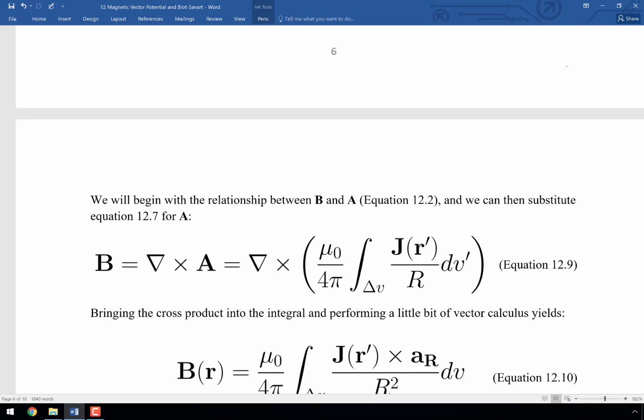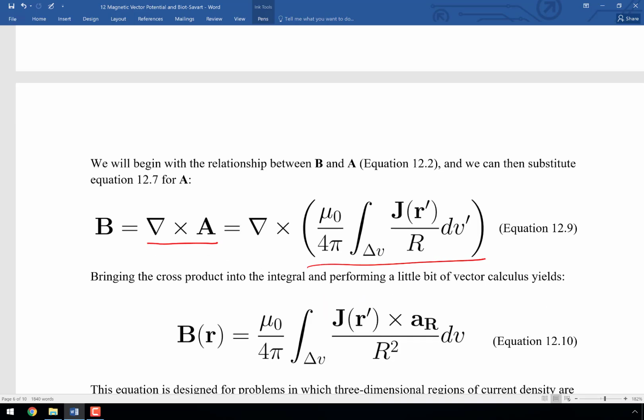So remember, A is defined such that B is the curl of A. And we also have an expression here. It's really our only expression for calculating A. So I'm going to plug that into that equation. And so now I know that the curl of that thing in parentheses is equal to B. Well, right away now I have an equation that allows me to go directly from J to B. It's kind of a hassle of an equation to work with, but we can make some progress on this.